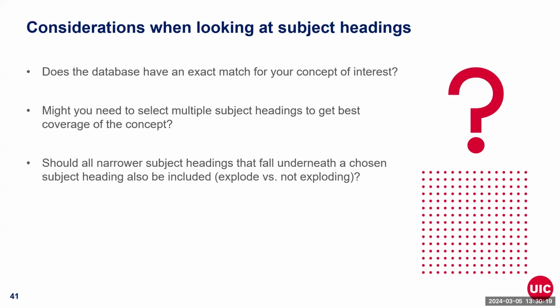You're also going to want to think about, should all of the narrower subject headings that fall underneath a chosen subject heading also be included? When you do, we call that exploding, saying we want everything that's underneath as well as that higher level concept. If not, then you haven't exploded if you just keep the subject heading that's at that initial level. PubMed defaults to exploding, but a lot of the other databases you have to actively select if you wish to do so.